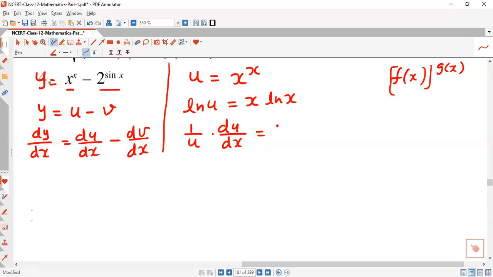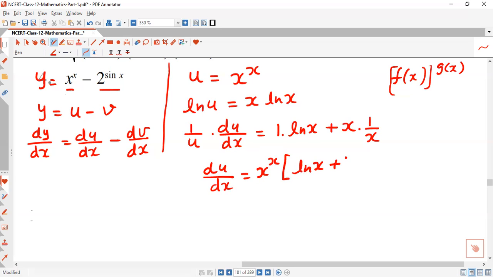Differentiation of x is 1, keep the second term log x as it is, plus first term x as it is, times the differentiation of log x, which comes out as 1 upon x. So you can say du by dx will be equal to u times, u is here, x raised to x, (log x plus 1).